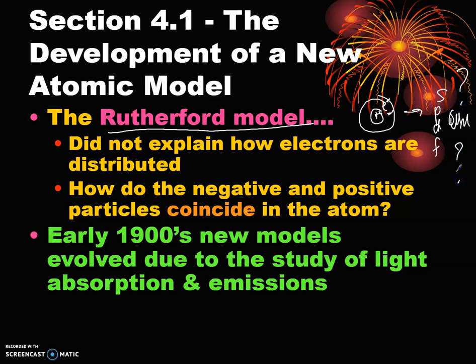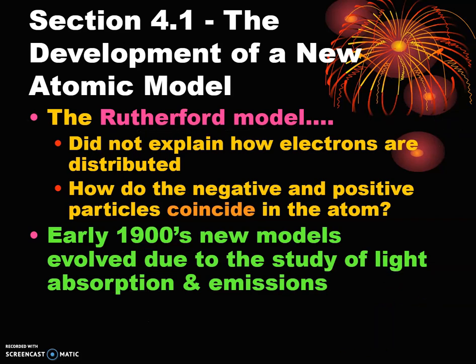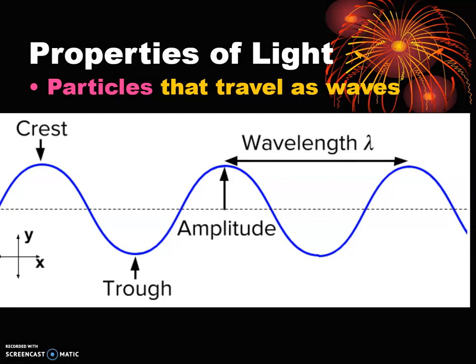Well, a lot of it really came in the early 1900s, when physicists were studying light absorption and emissions, and they found relationships to the wavelengths, to the frequencies and energies, and the way that these electron models were being observed. So it's actually a collection of ideas from a lot of very big names in science, and we will definitely get to that. All right, so first let's go over what some properties of light are.